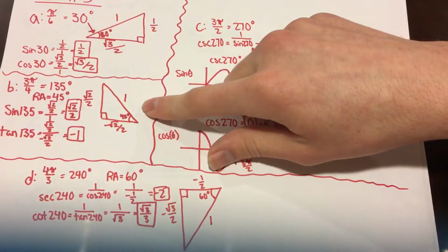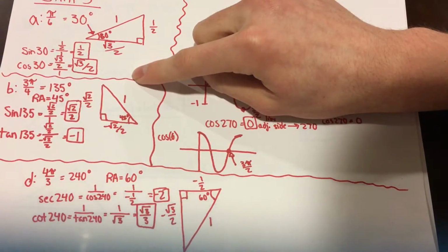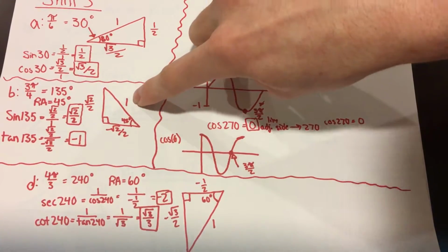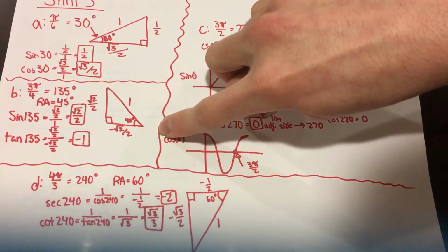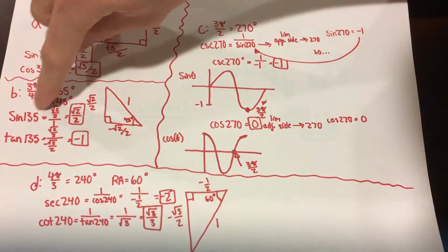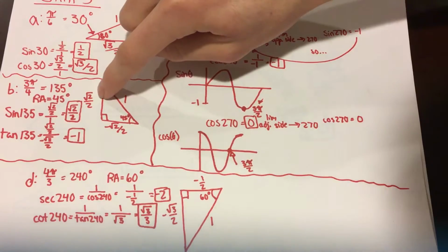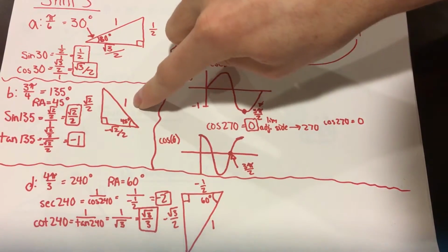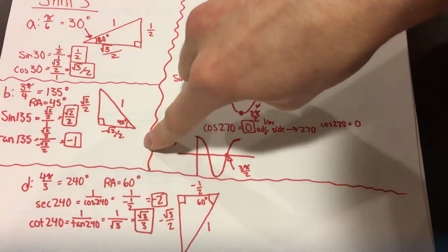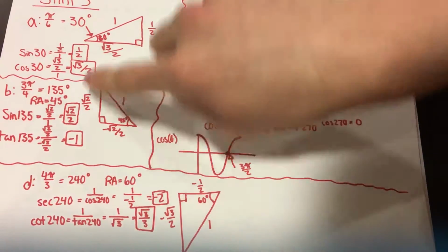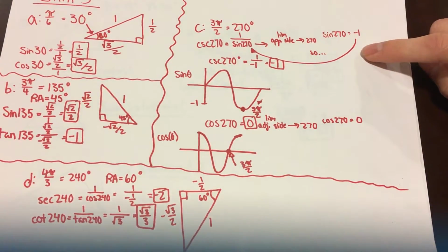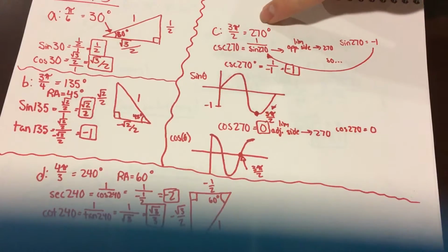For the second one, I had 3 pi over 4, which is equal to 135 degrees. With a reference angle of 45, I know that it has this type of setup when it has a hypotenuse of 1 because of the special triangles law. So I know that sine of 135 will just be opposite, so root 2 over 2 over 1, so it's just root 2 over 2. Tangent, however, is opposite over adjacent, which will just yield -1 because they're the same value. This one's just negative.